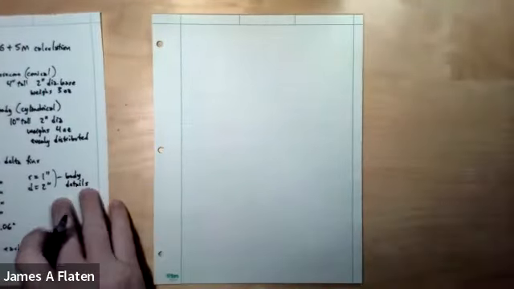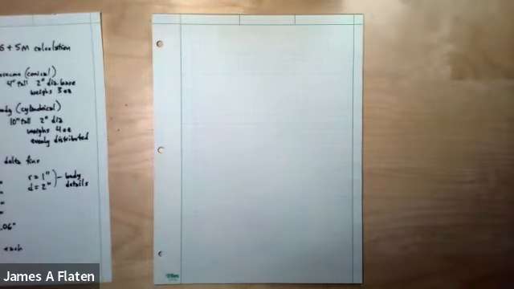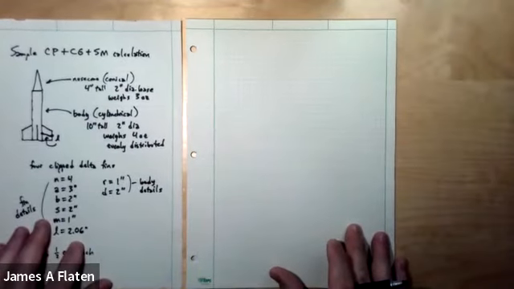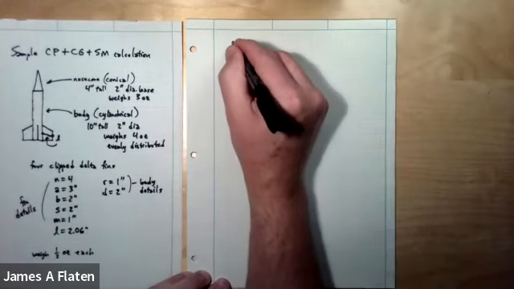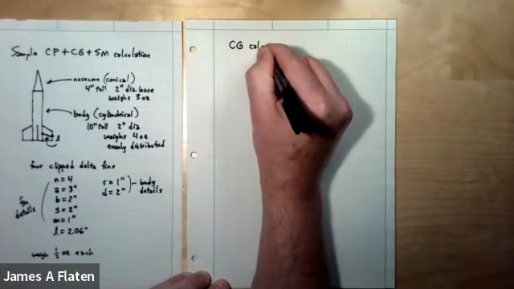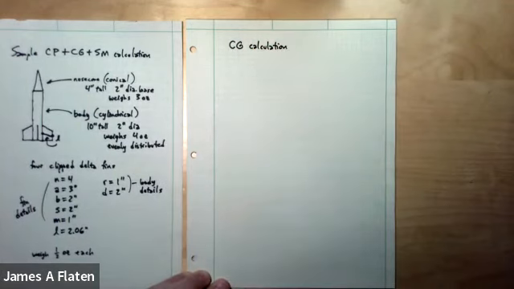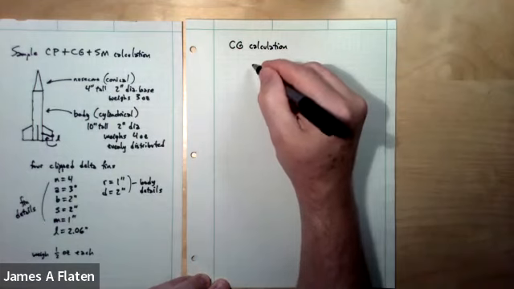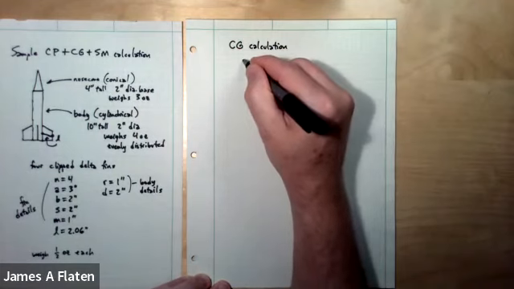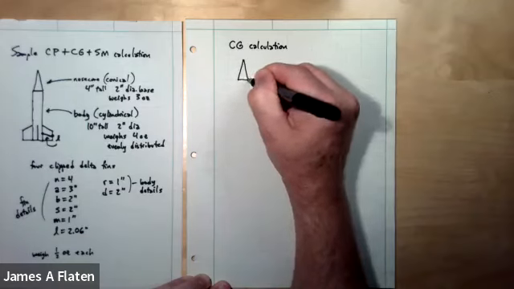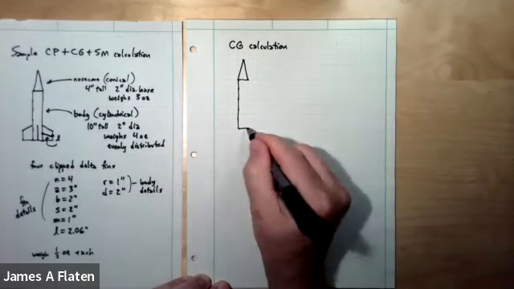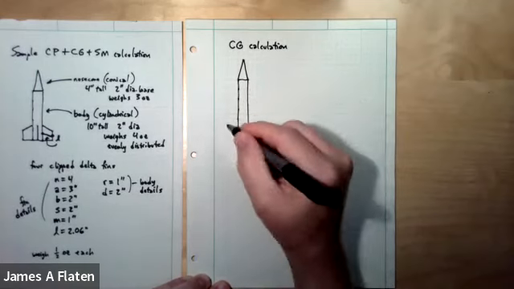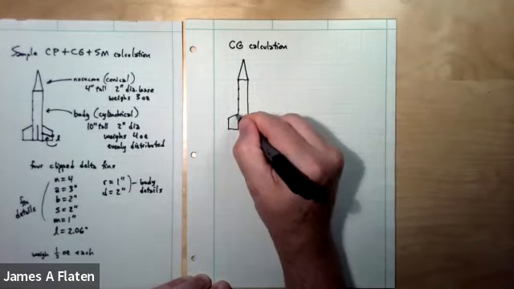So I'll just keep that kind of nearby. In fact, can I keep that in sight? Yeah, I can. Let's do our center of gravity calculation. So I guess I need to draw the rocket again. So here we go. 4 inches long, nose cone. 10 inches long, body. Fins stick out 2 inches, sweep 1 inch.